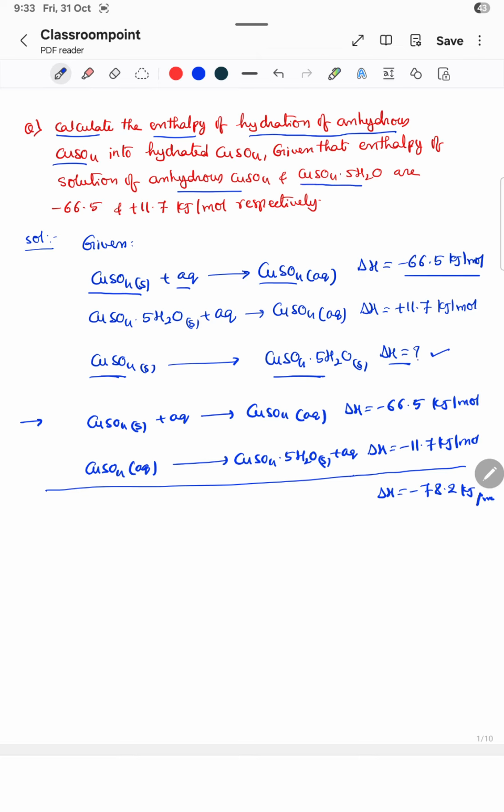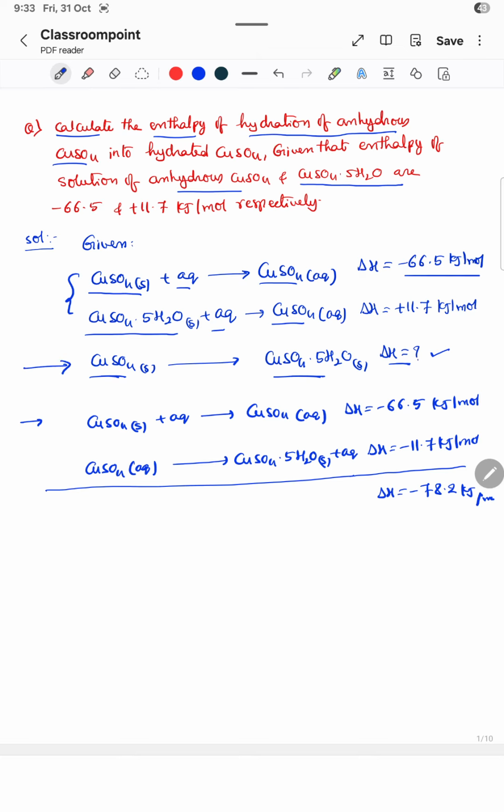Whereas the enthalpy of solution of copper sulfate pentahydrate: when copper sulfate pentahydrate is dissolved completely in water, it absorbs plus 11.7 kilojoules per mole. So using this data we have to get our required equation.